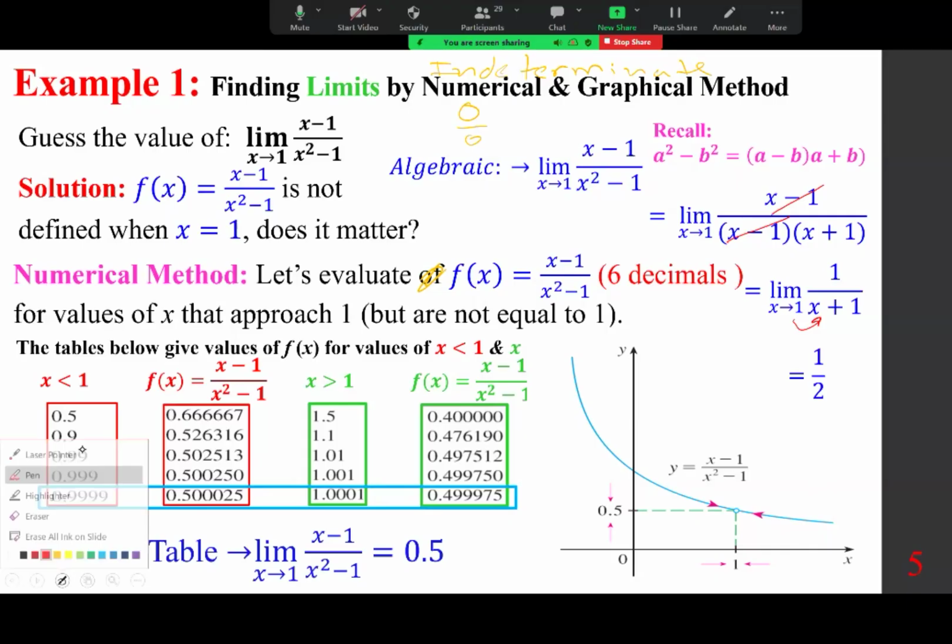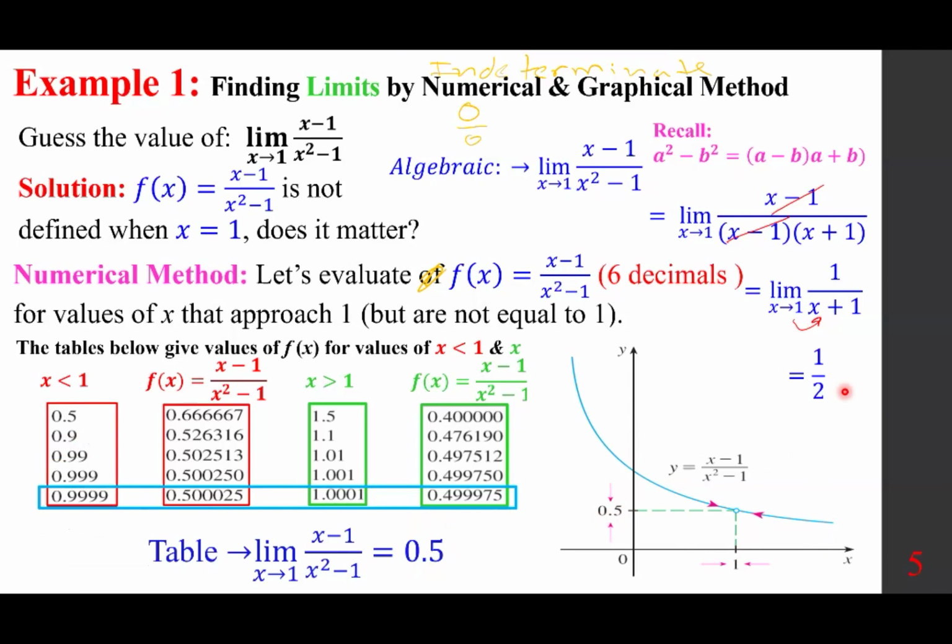And as you can see, the numerical method gives us 0.5 or 1/2. The graphical method gives us 0.5 or 1/2. The algebraic method gives us the same answer. So 3 different methods prove the answer is the same, 0.5, or 1/2.